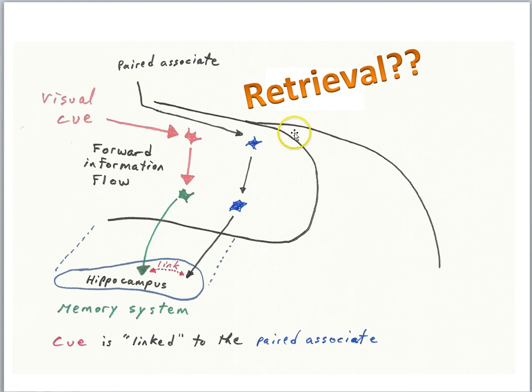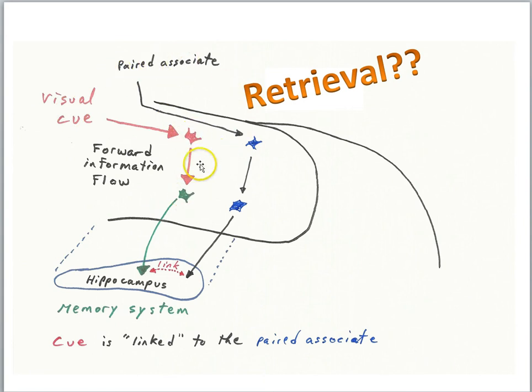So the interesting question then was, what's going to happen during retrieval? If the animal has already made this association between the visual cue and the paired associate, what's going to happen if the paired associate is presented? Will the same cells that were involved in processing the cue be reactivated as the memory is retrieved, the memory that the cue was paired with the associate? So that was the question.